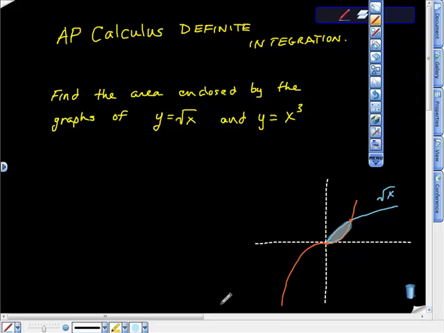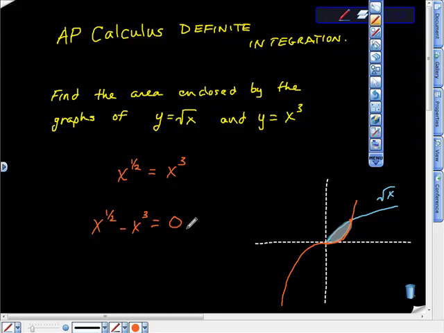What's really important to me is that you understand that what I'm doing here is trying to figure out which graph is on top of which. So I'm going to set this up: x to the 1/2, that's the square root of x, equals x cubed. Because the x cubed function is underneath of it, I'm going to subtract it over. I get the square root of x minus x cubed is equal to 0.